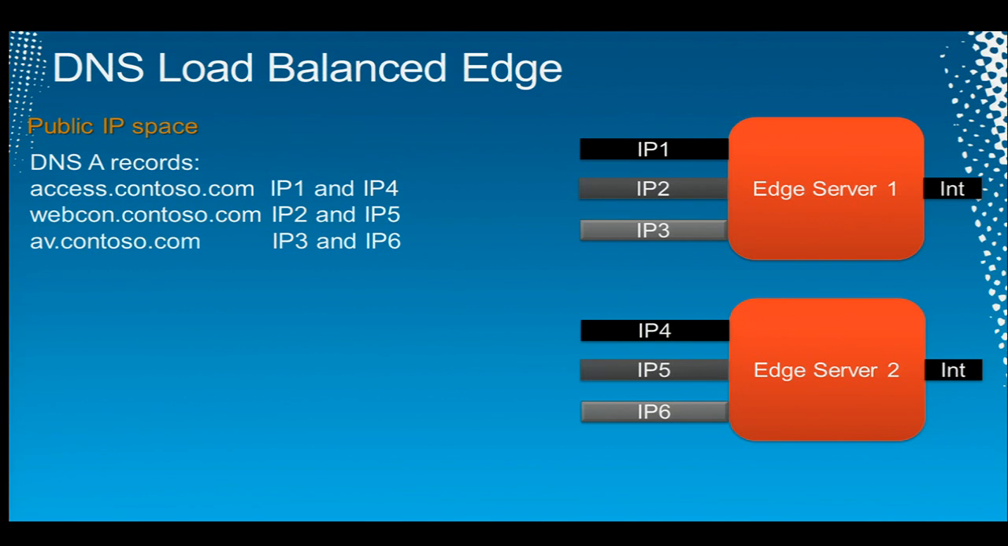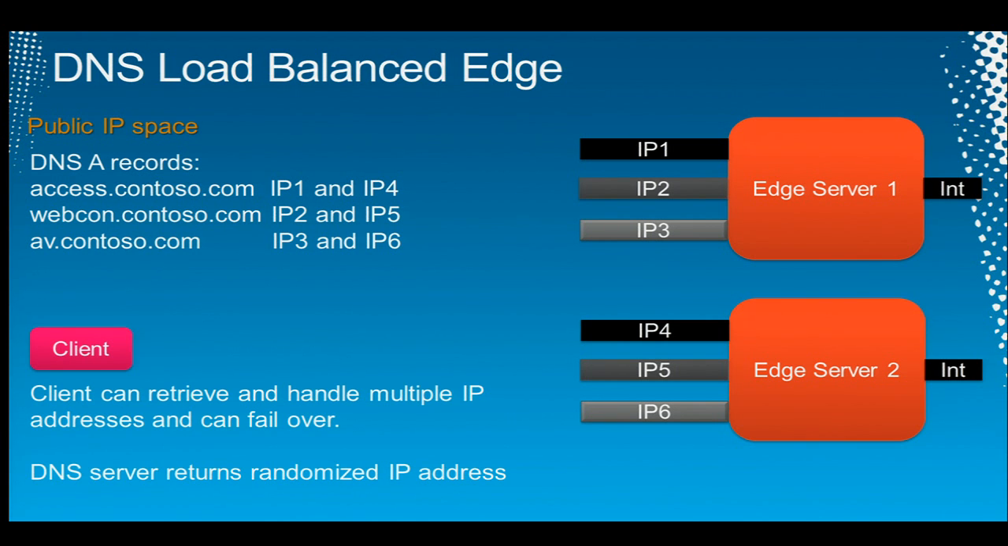So in this case, you publish these records in DNS, and for the access contoso.com FQDN, you'd publish IP address 1 and 4, because that would be the corresponding IP addresses for the access edge on the 2 edge servers. Conversely, for the web conferencing, you would publish IP address 2 and 5, and for the AV, you'd publish IP address 3 and 6. So when you publish these IP addresses and the client makes a DNS query, for example for the access edge, it'll get back IP address 1 and 4. And so it can pick whichever one to go to. And let's say if edge server 1 was down, it would try, and when it sees it fails, it would pick the next one, which in this case would be IP4. Okay.